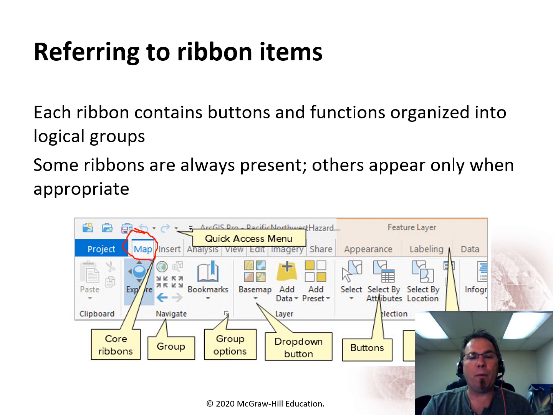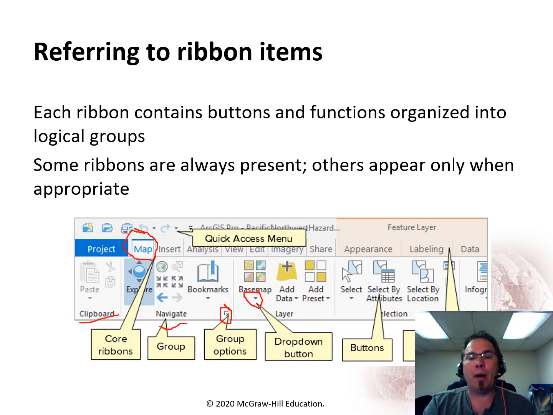Here's the map tab, which is one of the default tabs that you'll go to quite often. So you have the clipboard. These are the groups: the clipboard group, the navigate group, the layer group, and the selection group. Then you have group options, which is this little thing down here. So if you don't see what you're looking for, sometimes it's going to be, I hate to say this, sort of buried in there. You also have drop down buttons. So if you want to add a base map, there are different base maps to choose from. This is where you would go to choose the base map that you're looking for.